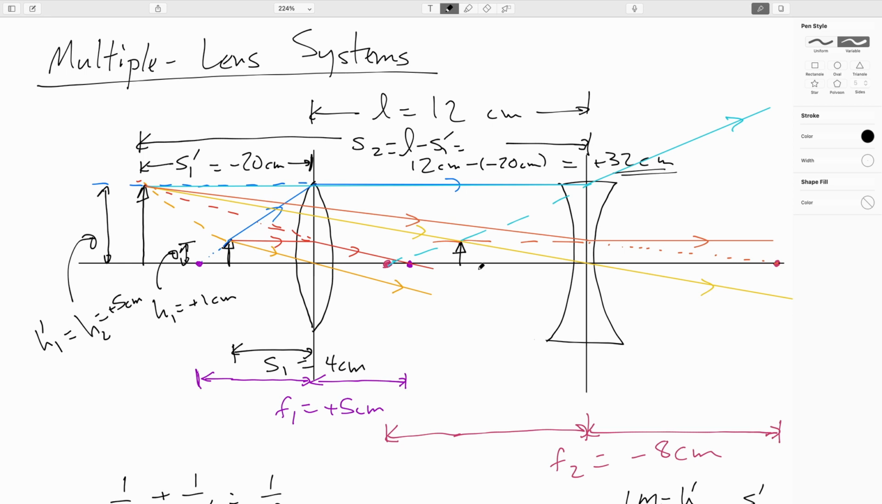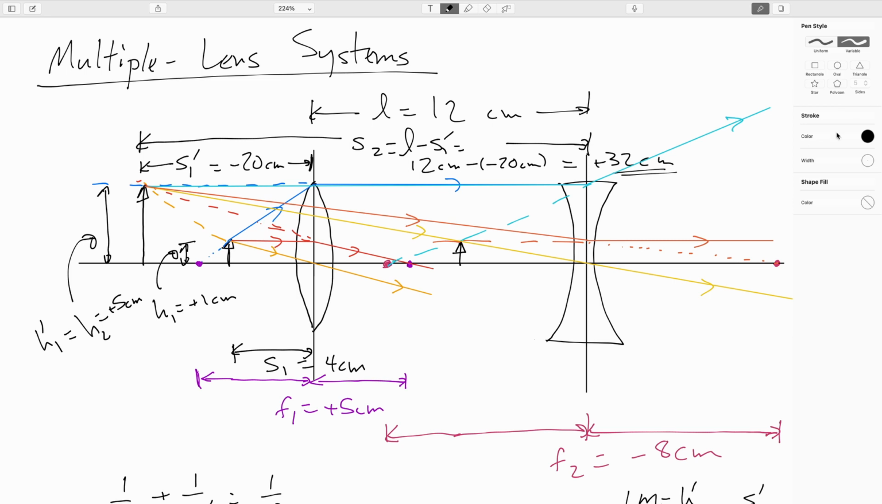Now, I promised that, in hindsight, I would retroactively justify how we could get away with saying, oh, the image of the first is the object of the second. Because really, the light is coming from here. It's not coming from here. It originates here, and it got bent through this lens, and then it got bent through this lens. So why can we get away with doing this construction?